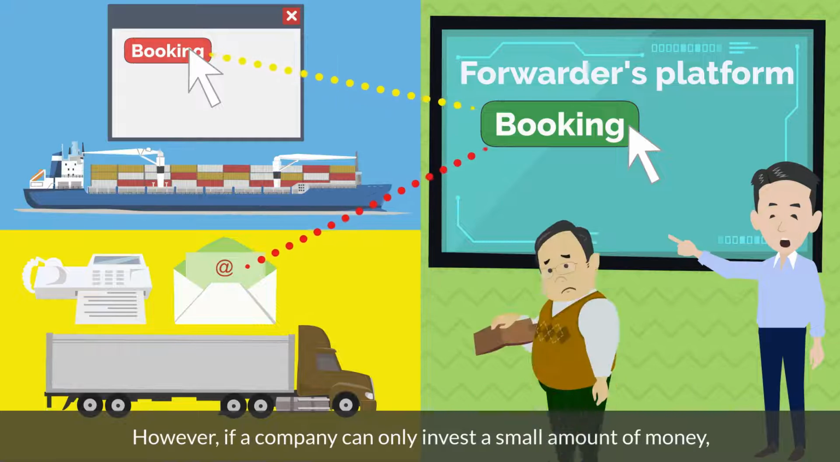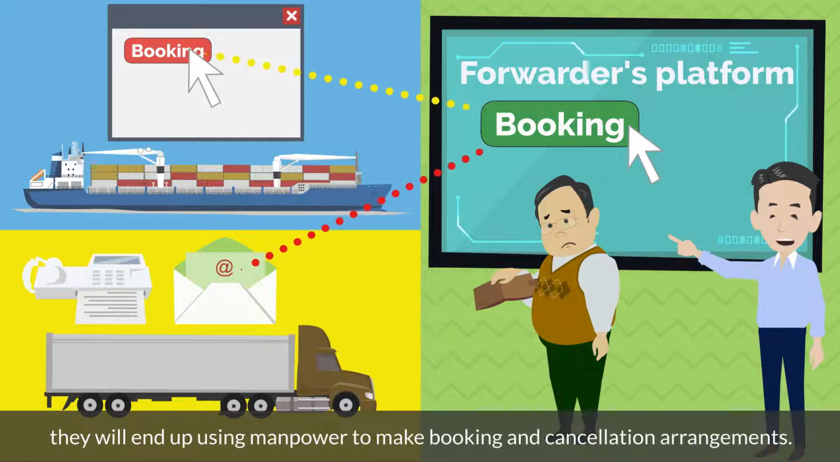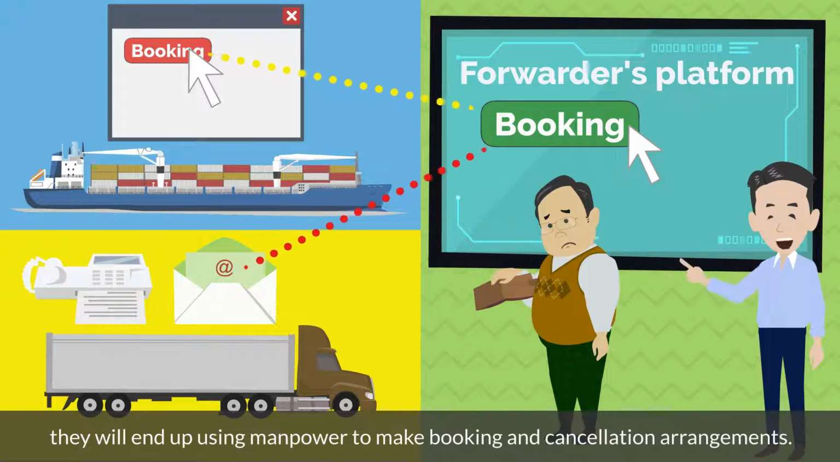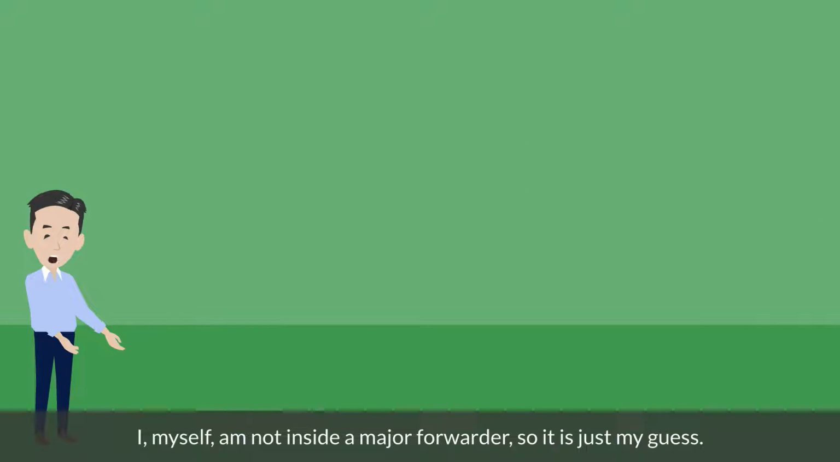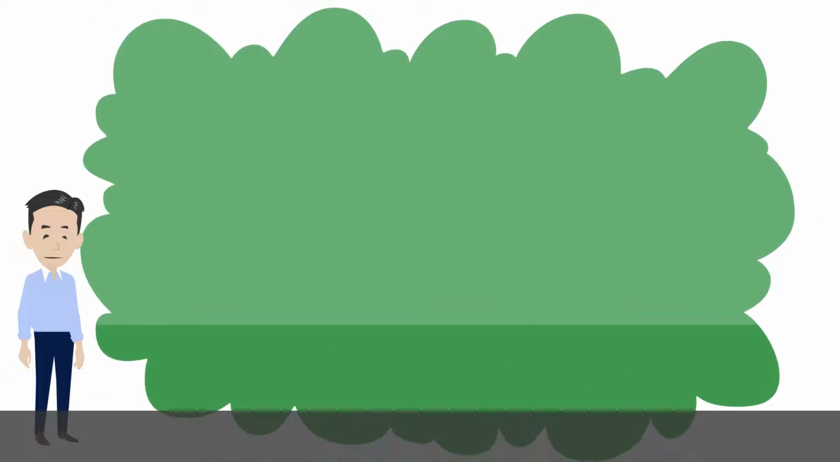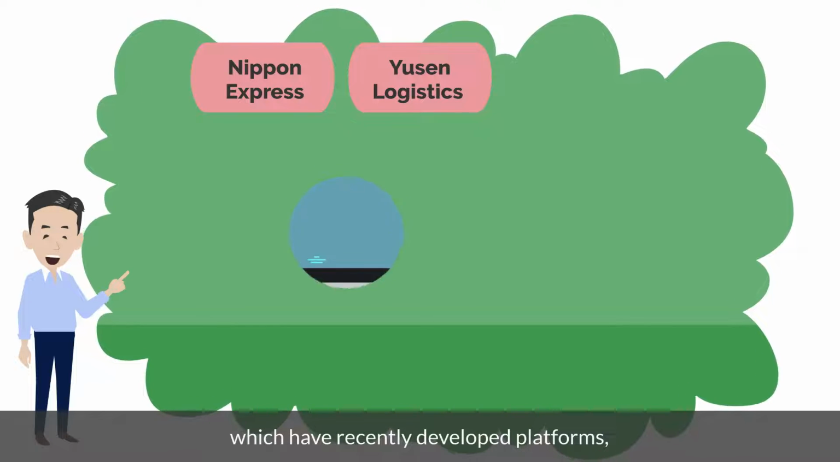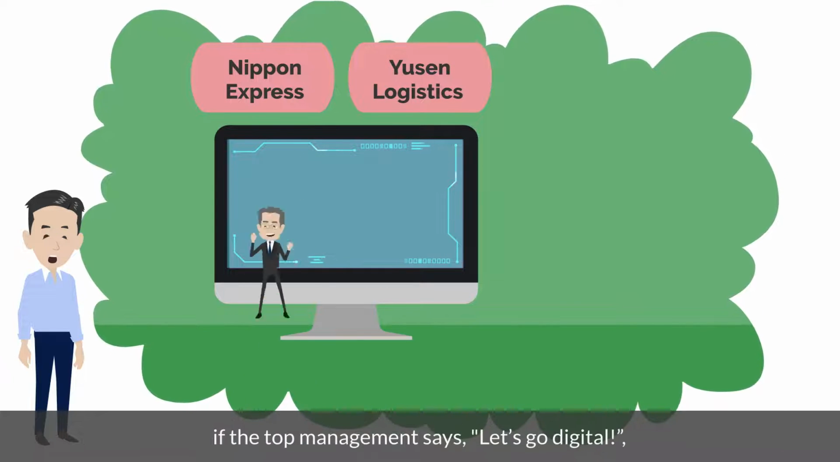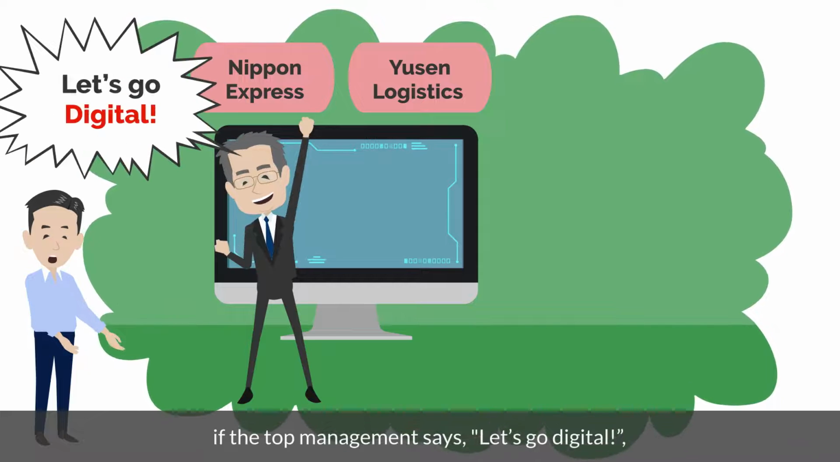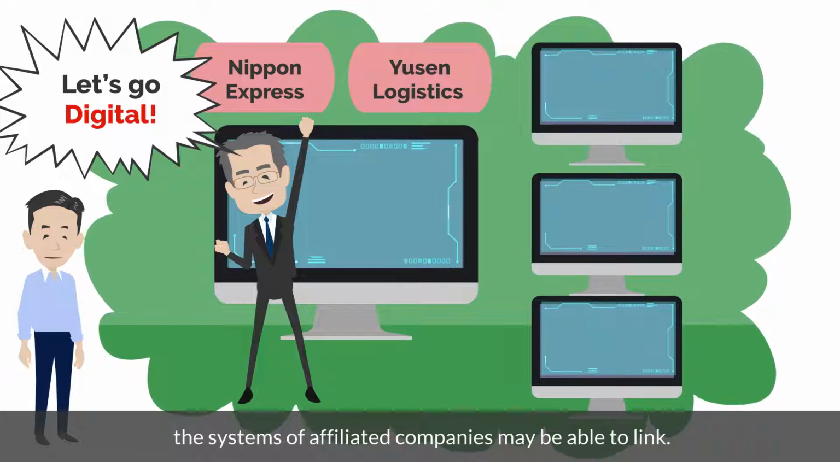However, if a company can only invest a small amount of money, they will end up using manpower to make booking and cancellation arrangements. I myself am not inside a major forwarder, so it is just my guess. In the case of companies such as Nippon Express and Yusen Logistics, which have recently developed platforms, if the top management says, "Let's go digital," the systems of affiliated companies may be able to link.